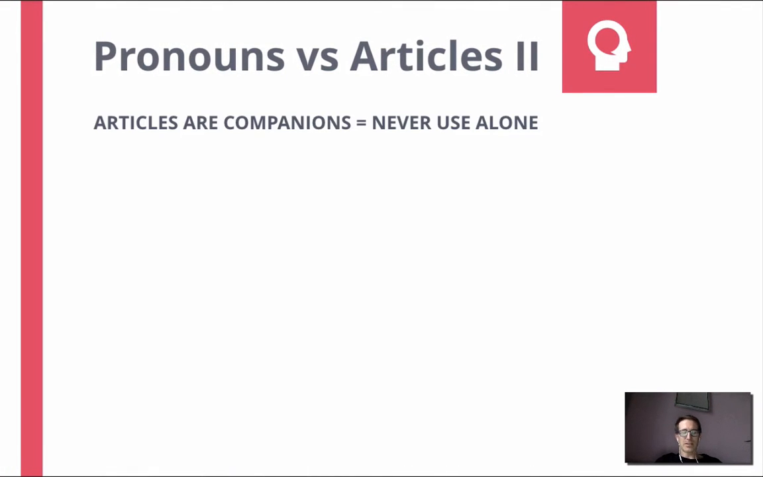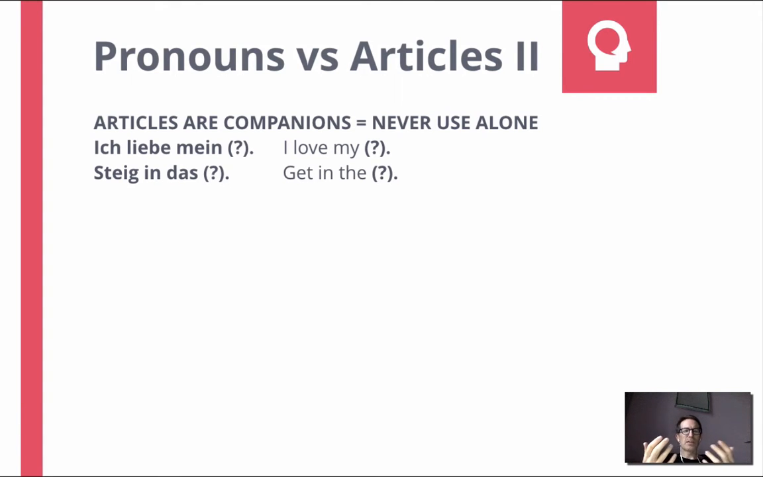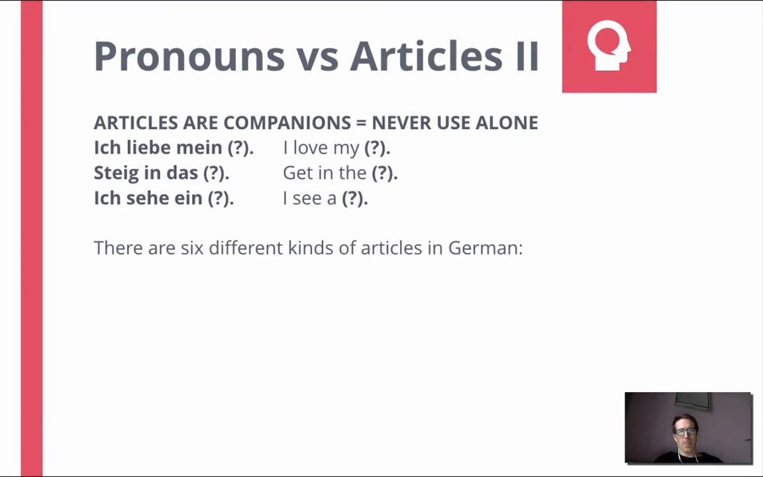Now, articles on the other side are companions. That means you never use them alone. They always need a partner. For example, you could never say ich liebe mein, I love my. My what? Steig in das, something is missing. Yeah? If you stop after an article, something is missing, so it's impossible. An article always needs a noun that follows.